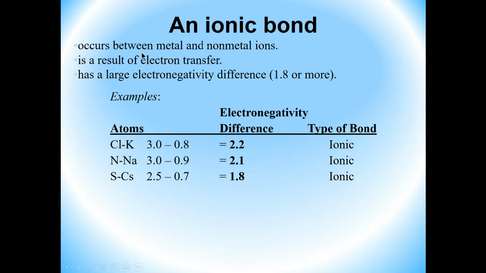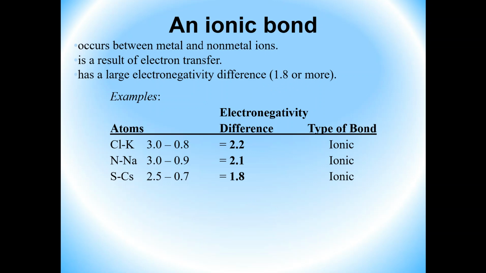This typically occurs between metals and nonmetals, and basically it's a consequence of electron transfer from the metal to the non-metal. So if you take, for example, the potassium to chlorine bond, where the difference is 2.2, or the sodium to nitrogen bond, where the difference in electronegativity is 2.1, or the sulfur to cesium bond, where the difference in electronegativity is 1.8. In all these cases, they're considered to be ionic because they fit into the range described here, or the criteria that we're using here to define what is an ionic bond.